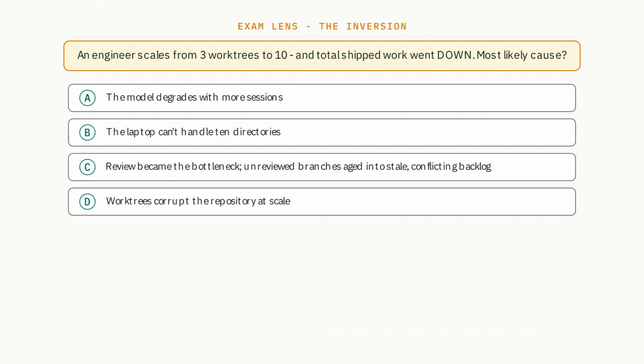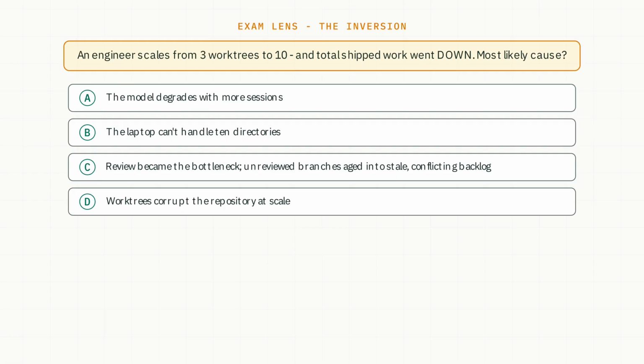Second lens: an engineer scales from 3 worktrees to 10 and reports that total shipped work went down. The most likely cause? Options: the model degrades with more sessions. The laptop can't handle 10 directories. Review became the bottleneck and unreviewed branches piled up into a stale, conflicting backlog. Or worktrees corrupt the repository at scale.